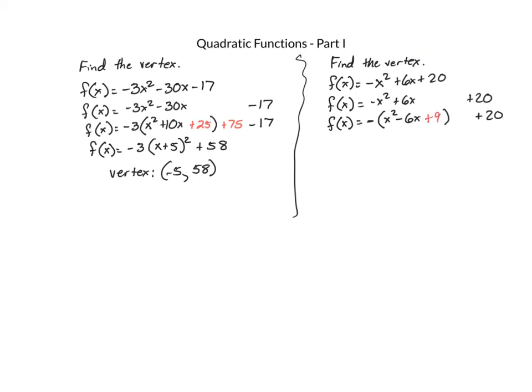But notice I really didn't add 9. I have really just put in a -9. So to balance that out, I need to put in a +9. Our function now looks like f of x equals the opposite of x minus 3 squared plus 29. So we can name the vertex. It would be 3, 29.